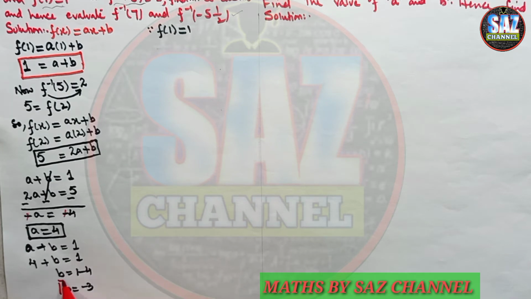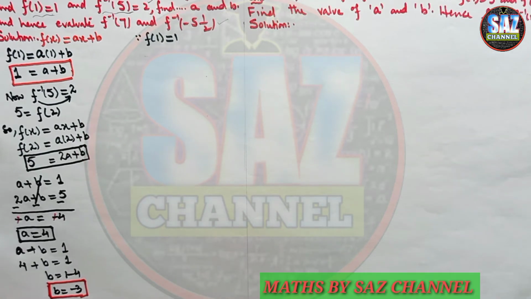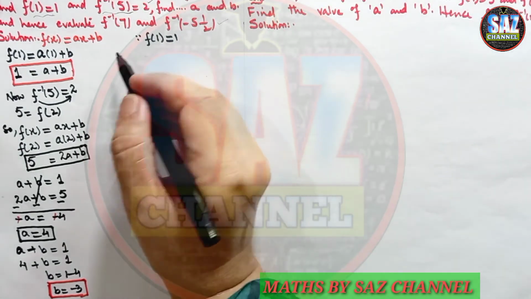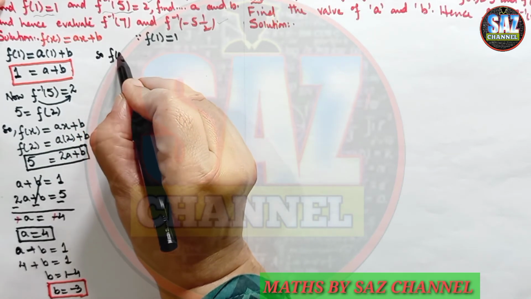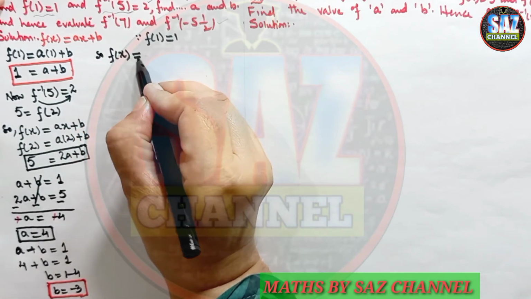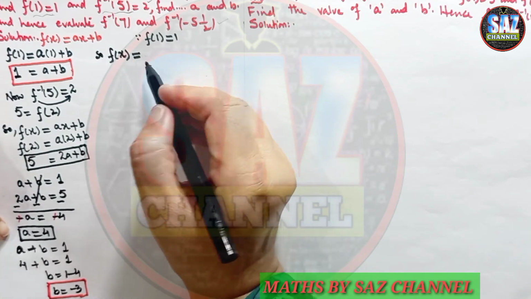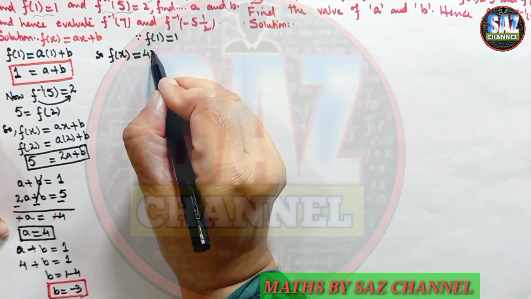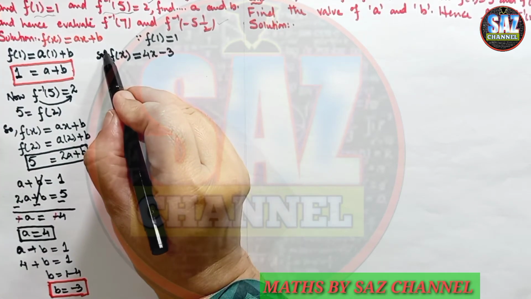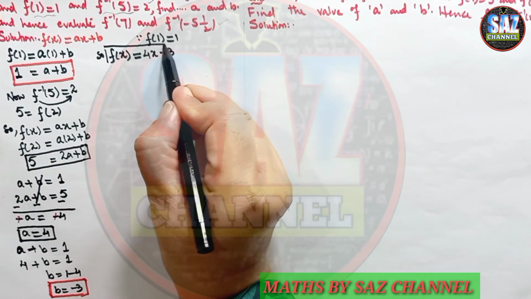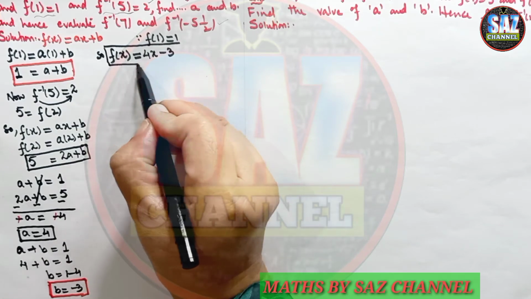Now what we have to do, we have to replace the values of a and b in the given function. So the function which is given in the form of f of x equals ax plus b will take the form, the value of a is 4, f of x equals 4x minus 3. This is the first part of the question that says find the values of a and b.